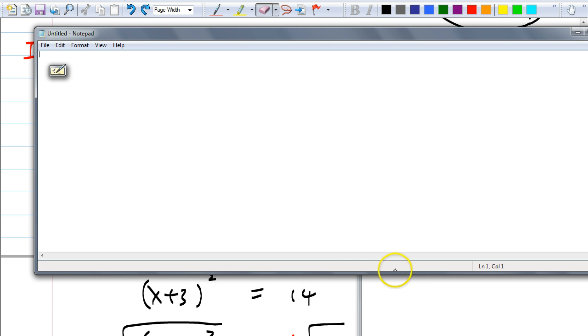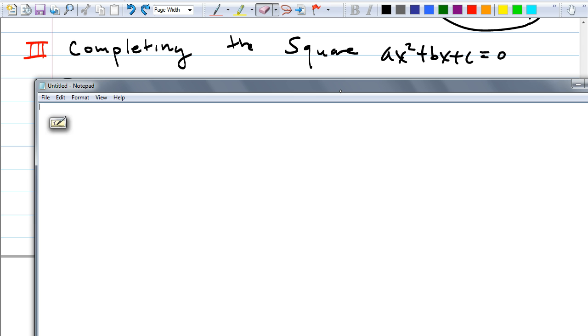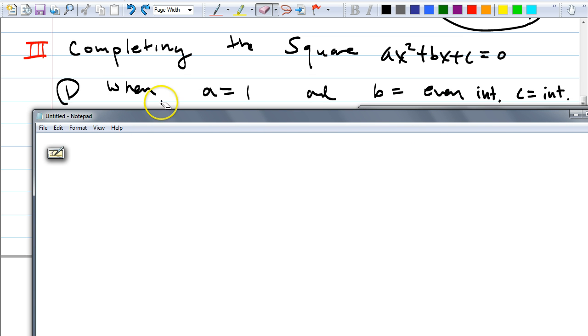So the third method I'm going to talk about is completing the square. So when do you want to use the completing the square method? If I have this form, what do you want the a to be? If you're ever going to complete the square, a has to be 1, right? So that's what I wrote down. When a is equal to 1, I wrote down b is an even integer.